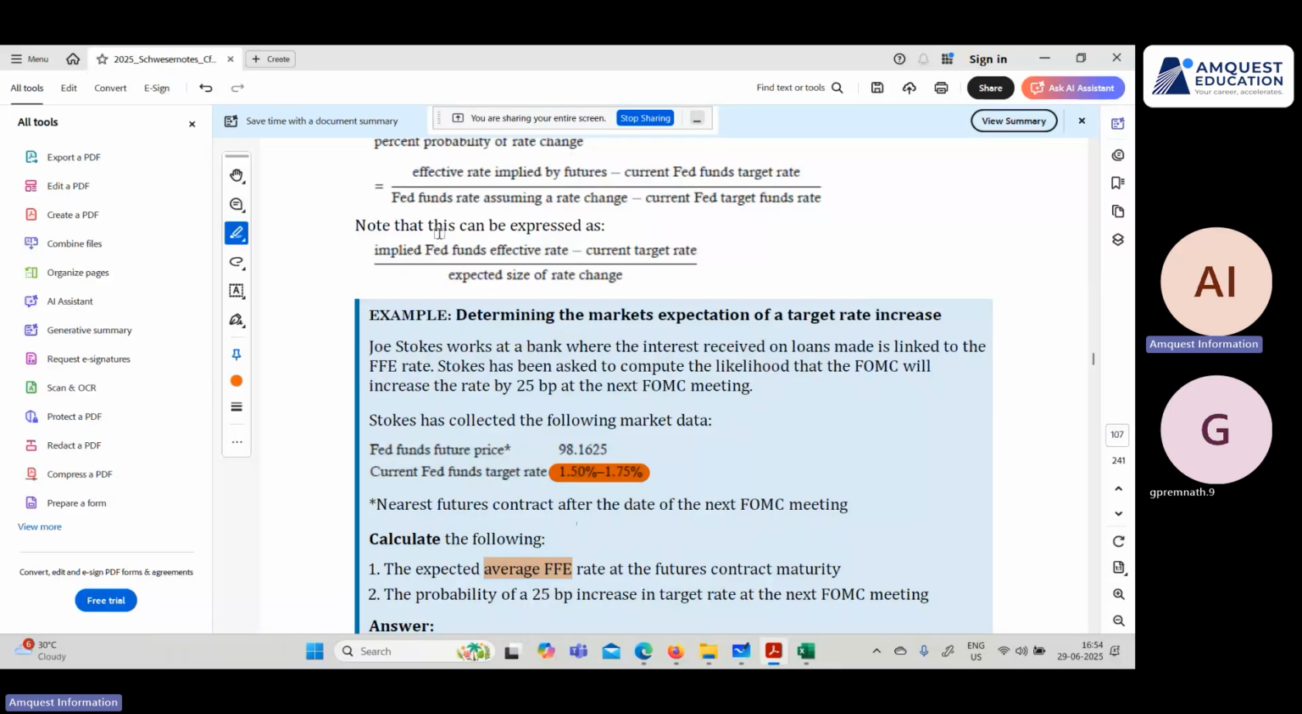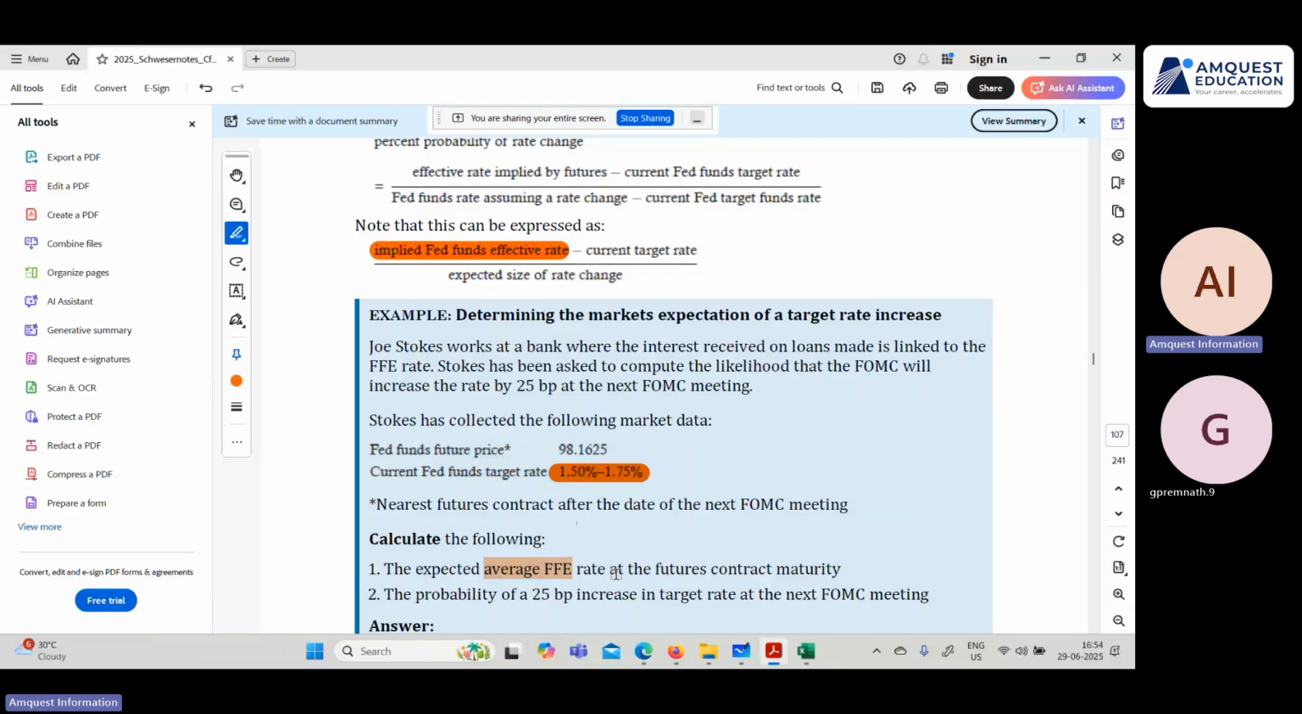Look at this one. Can you see here? Implied Fed funds effective rate. Yeah, it's the same. And the average FFE is also the same. Got it. Okay. So you're right, 1.8375 is the right answer.